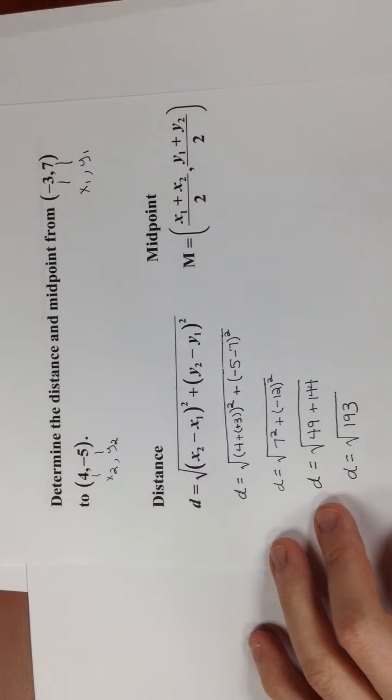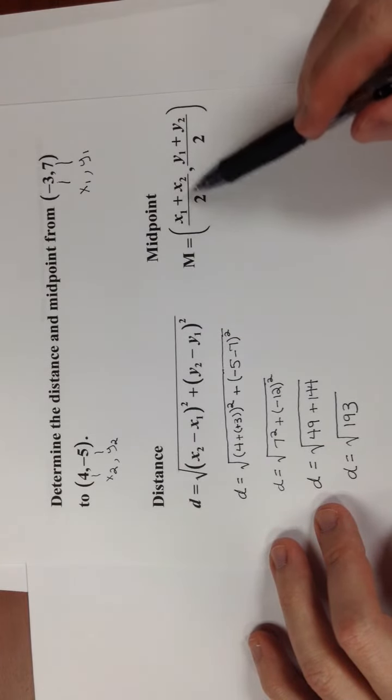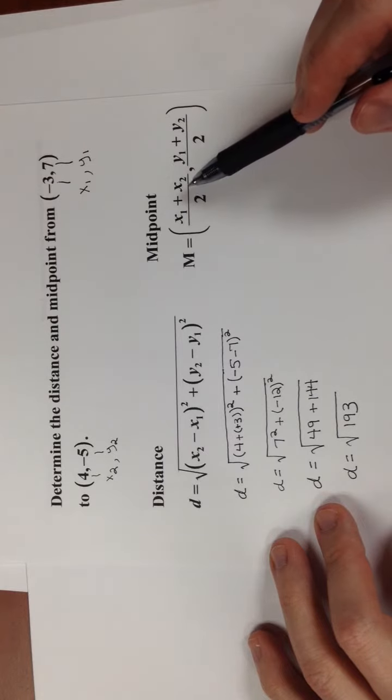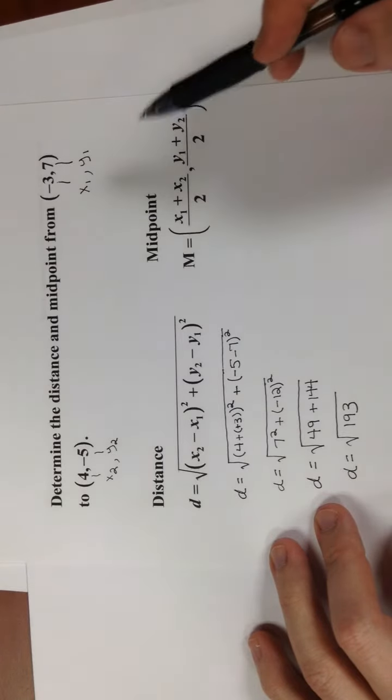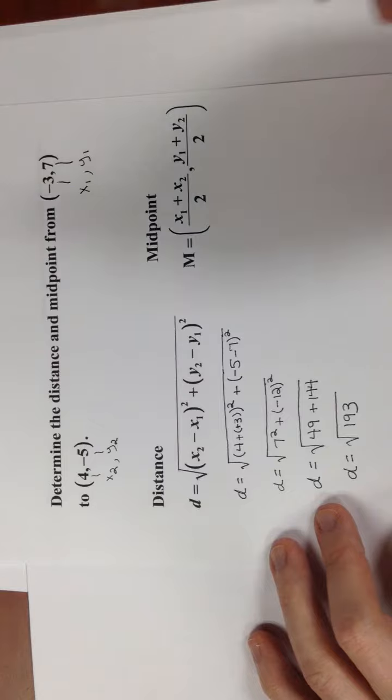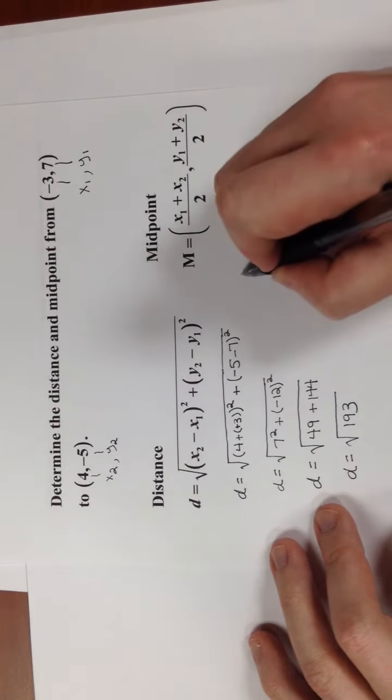As for the midpoint, we're looking for the ordered pair that lies again between (-3, 7) and (4, -5). Now for the midpoint, for the first coordinate, you're looking at the average of the x coordinates of the endpoints. And as for the y coordinate of the midpoint, we're looking at taking the mean of the y values of the endpoints.